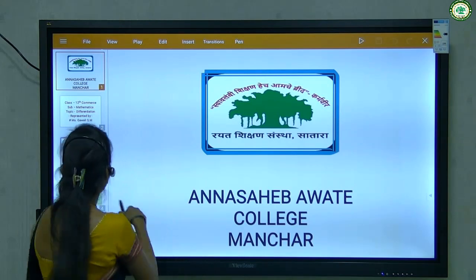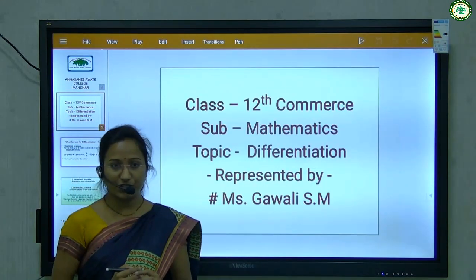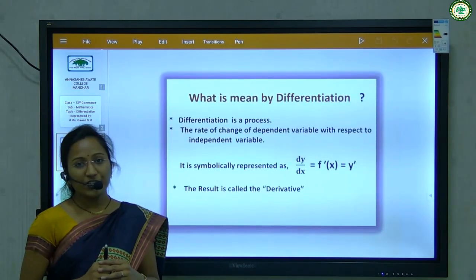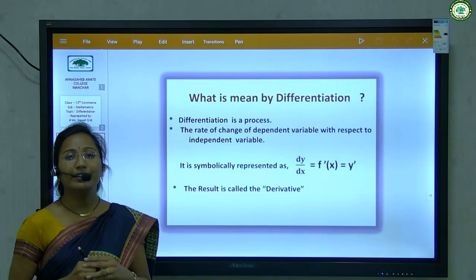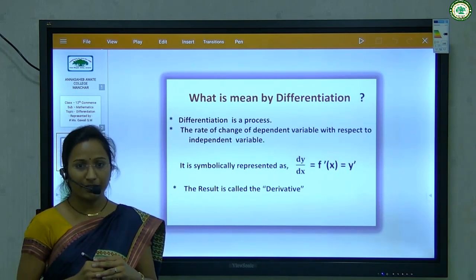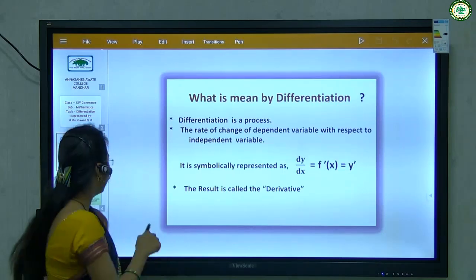Today's topic is differentiation. What is meant by differentiation? Differentiation is a process of finding the rate of change of dependent variable with respect to independent variable. First, I will tell you what is meant by dependent variable and independent variable.